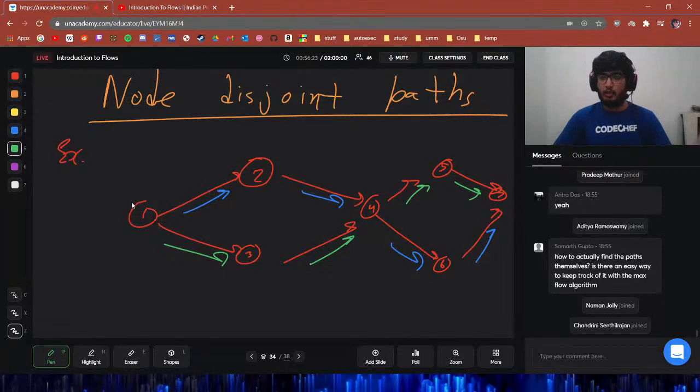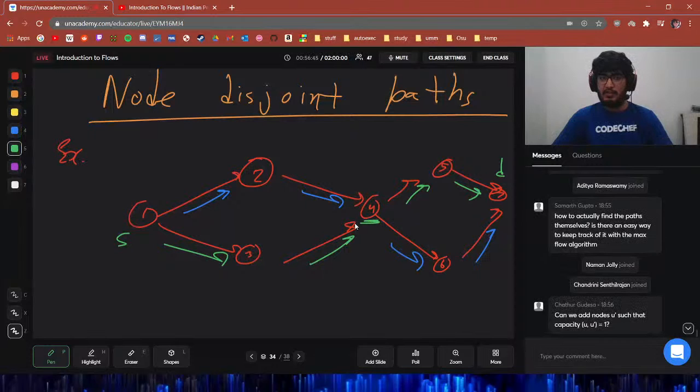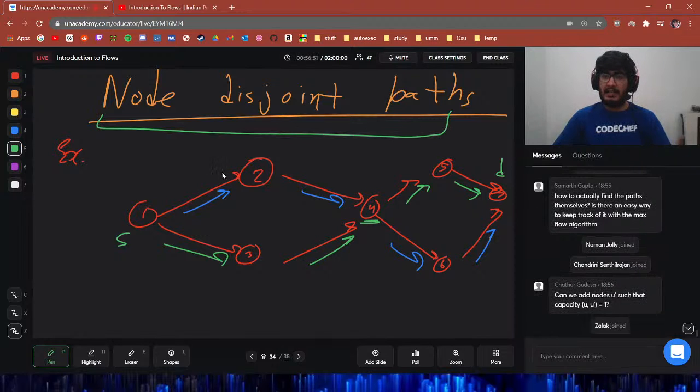Apart from the source and destination, of course, this is the source. The source can come in multiple paths, and the destination can also come in multiple paths. But 4 is neither a source nor a destination, yet it is coming in two paths: the blue path and the green path. So it is coming in two different paths, and that is why this is not a proper node disjoint paths, right? So in this system, we can only select one node disjoint path.